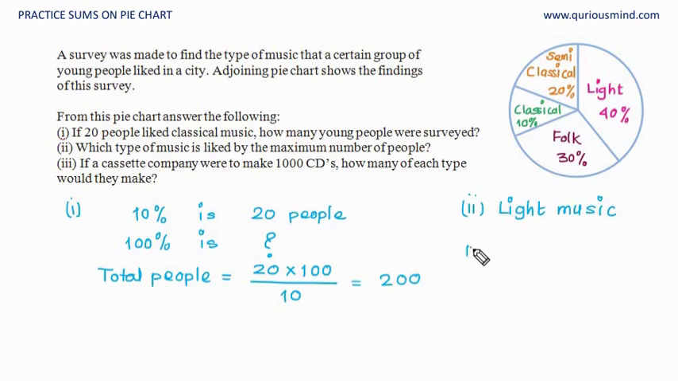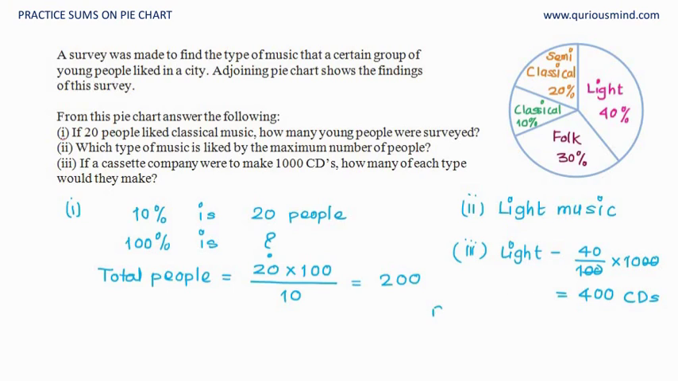To find that, we have to multiply the percentage with this 1000. So for light music, it would be 40%. 40% means 40 upon 100, into 1000. Two zeros gone, two zeros gone here. So what we need is 40 into 10, which is 400. So 400 CDs of light music.